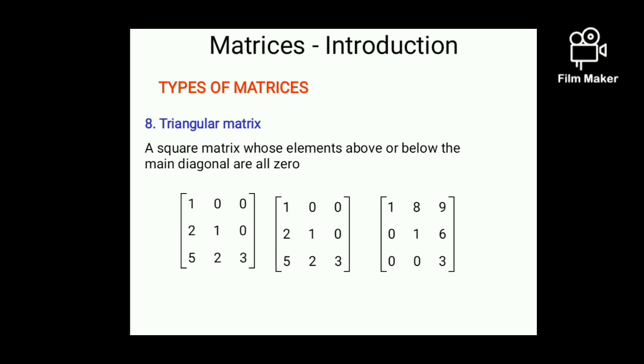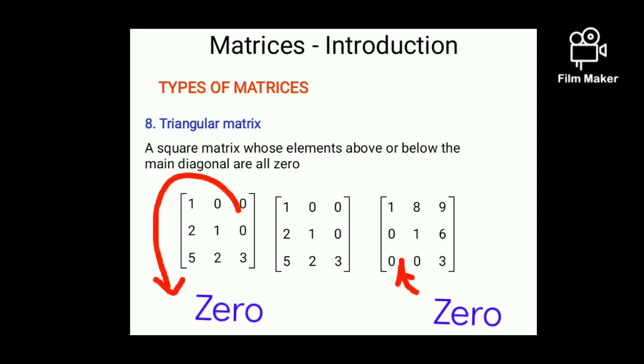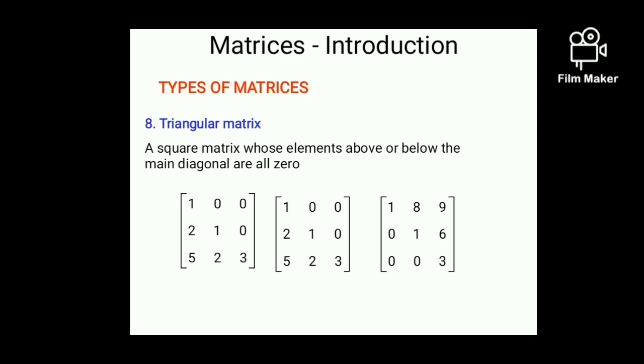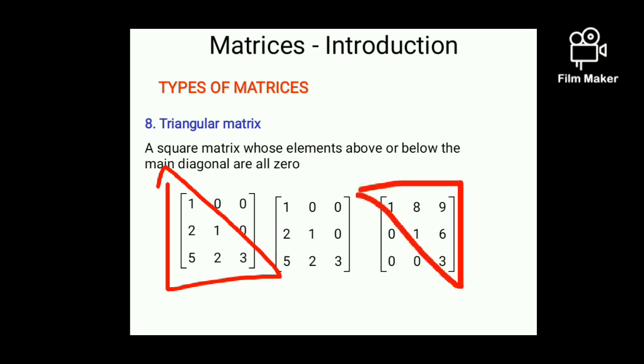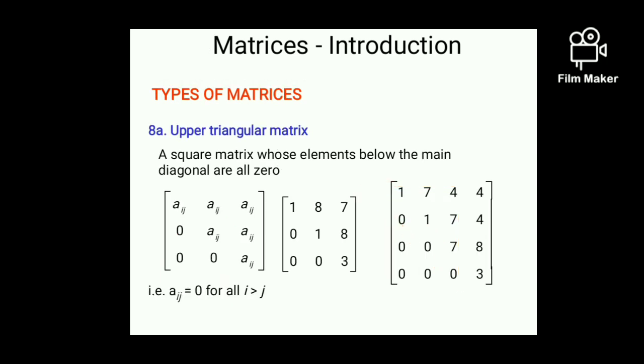A triangular matrix. A triangular matrix is a square matrix whose elements above or below the main diagonal are all zeros. As we can see in the example, in the first set, we have the values 1, 0, 0, 2, 1, 0, 5, 2, 3. So it's a square matrix because both the rows and columns are the same. It is a triangular matrix because it forms the shape of a triangle with the arrangement of the elements. A triangular matrix can be either an upper triangular matrix or a lower triangular matrix.